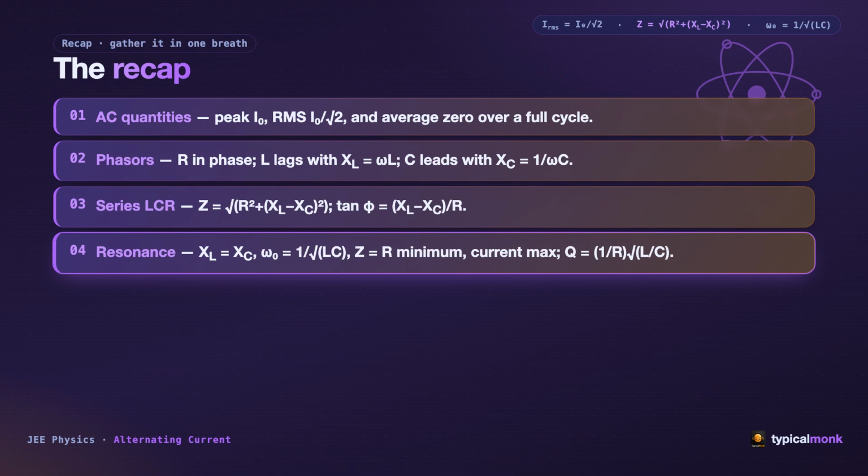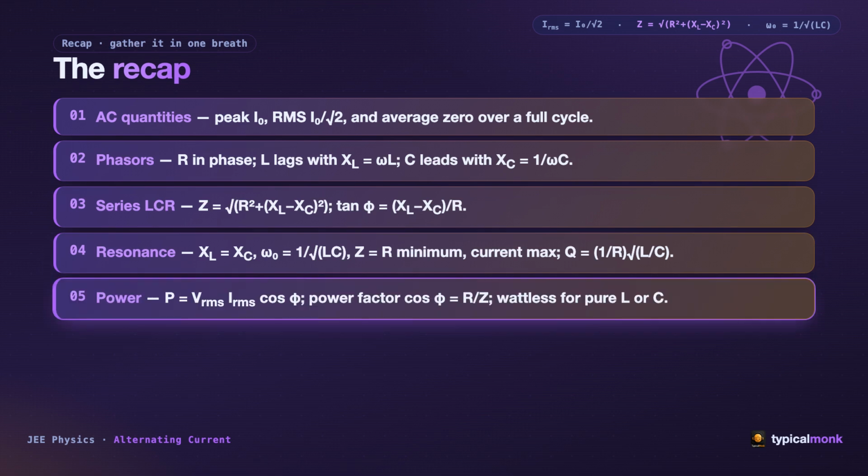Resonance: XL equals XC. Omega naught equals 1 over the root of LC. The impedance is R, at its minimum. The current is maximum. And the Q factor is 1 over R times the root of L over C. Power, P equals the RMS voltage times the RMS current times the cosine of phi. The power factor is R over Z, and it is wattless for a pure inductor or capacitor.